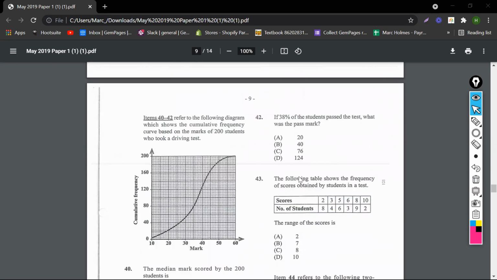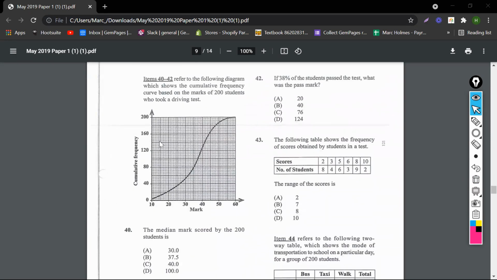Let's go down now. So number 40 says it gives us a cumulative frequency curve based on the marks of 200 students. The median mark scored by the 200 students is, so guys, median is middle, right? Median is middle. So if it's 200 students, we need to look in the middle. And that would give us 100. And let's mark it down here. So I think that's 37.5 for sure. So 30, 40, the median mark is 37.5, no doubt.